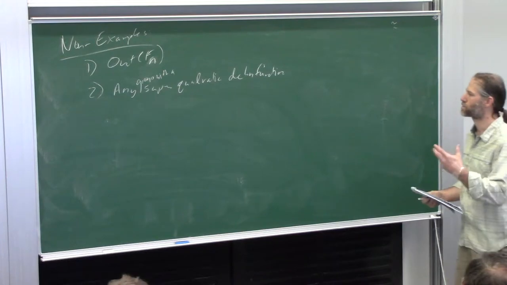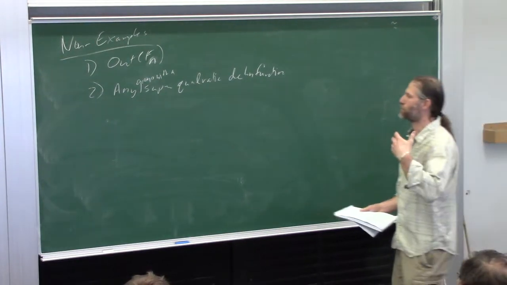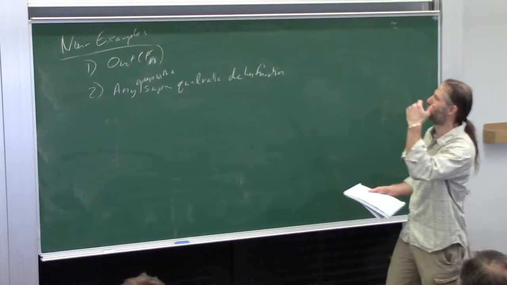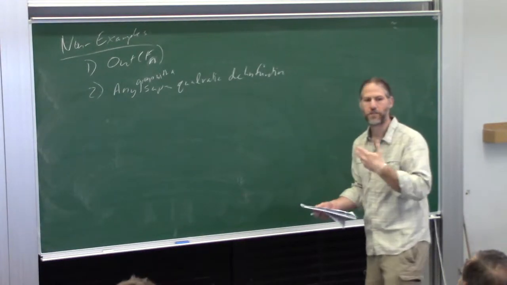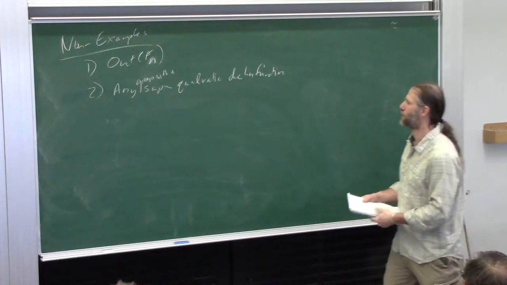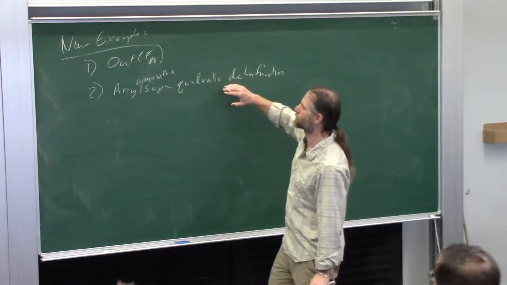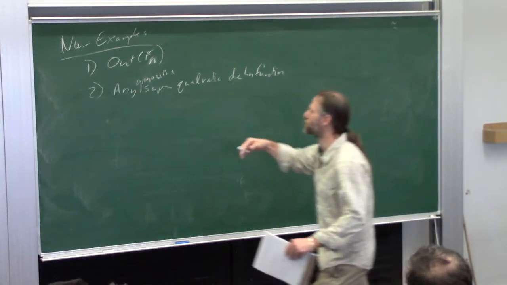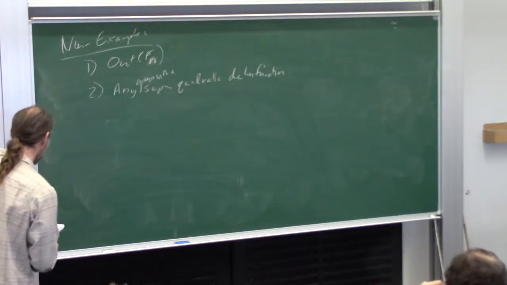Brian Bowditch proved that coarse median spaces have at most quadratic Dehn function. Any hyperbolic space turns out to be coarse median, and so it follows that they have at most a quadratic Dehn function, and that rules out Out(Fn) for n bigger than 2. Okay, so that's the general way we know to build counterexamples.